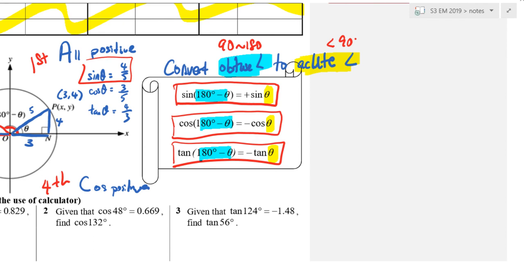Can you write example? Let's say I have sine.